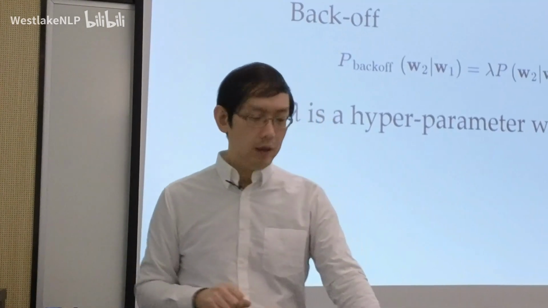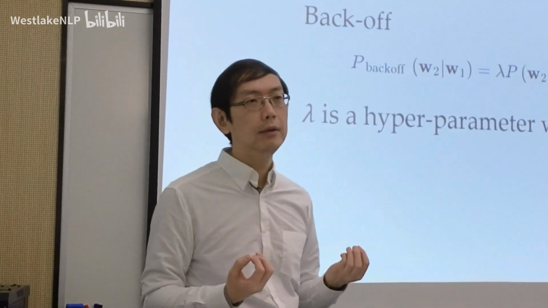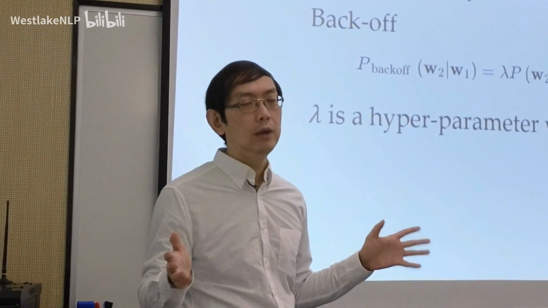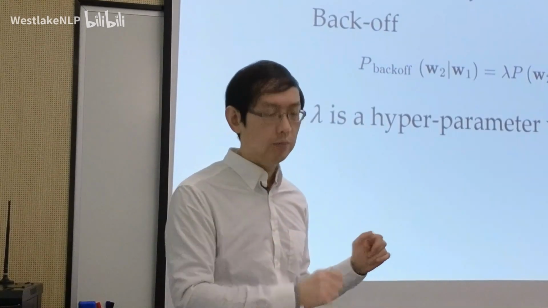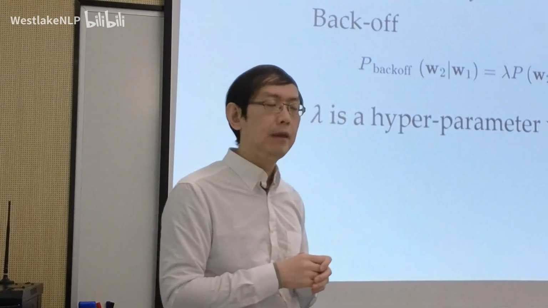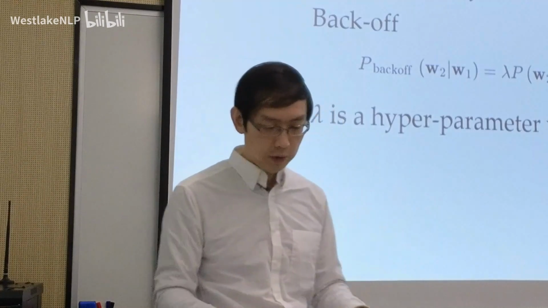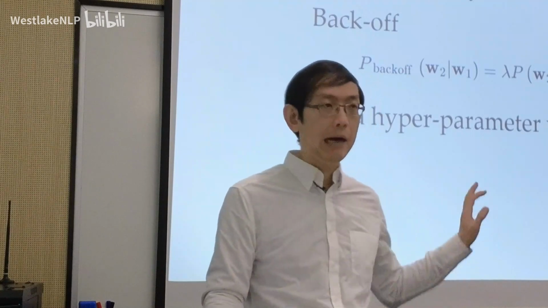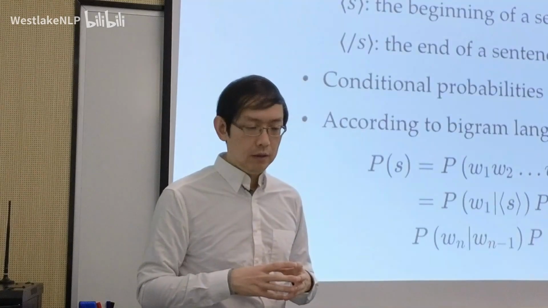And you have a hyperparameter lambda to balance the two factors. Lambda can be set to between 0 and 1. When lambda is large, you assume that the bigram probability plays an important role. But when you reduce lambda, you make it more smooth by having the unigram probability playing a more important role. Okay, this is how you train the conditional probability. You can do this experiment.